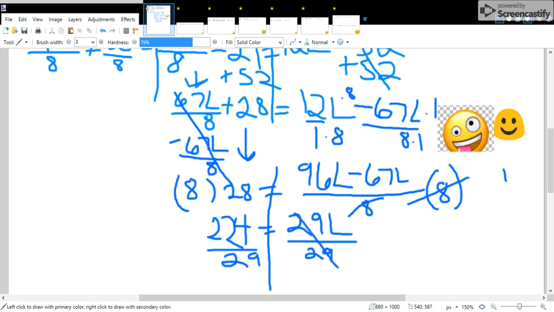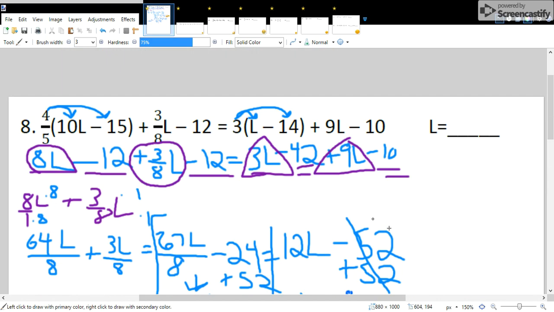29 divided by 29 is 1. So our answer is 224 over 29. Now you can change that into a mixed number. If you divide 224 divided by 29, we get 7 remainder 21. So our mixed number will be L equals 7 and 21/29.